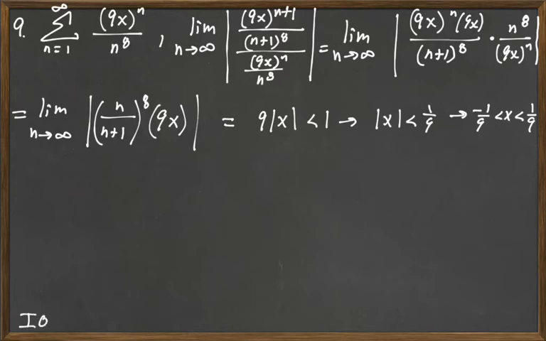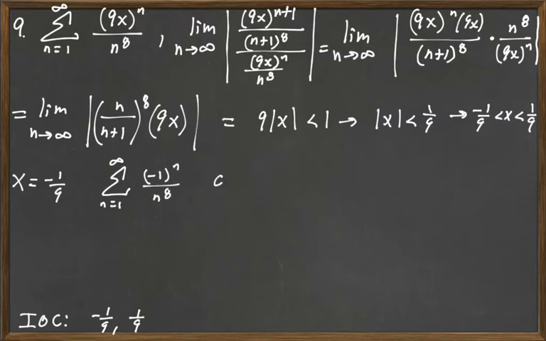Okay, so our interval of convergence is going to be negative 1/9 to positive 1/9, and we just need to check the endpoints. So when we plugged in x equals negative 1/9, our power series became the sum from n equals 1 to infinity of negative 1 to the n over n to the 8th. If we apply the alternating series test, this will certainly converge. So this is a convergent alternating series.